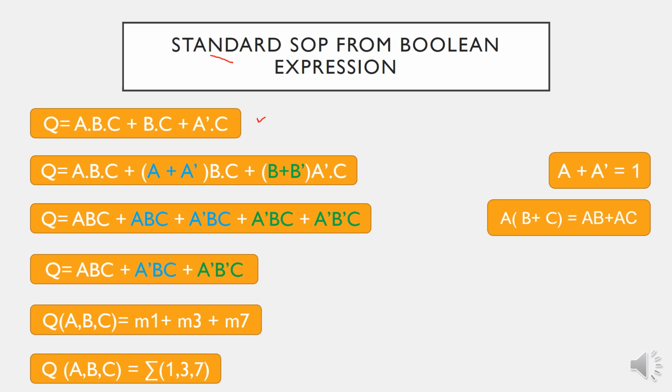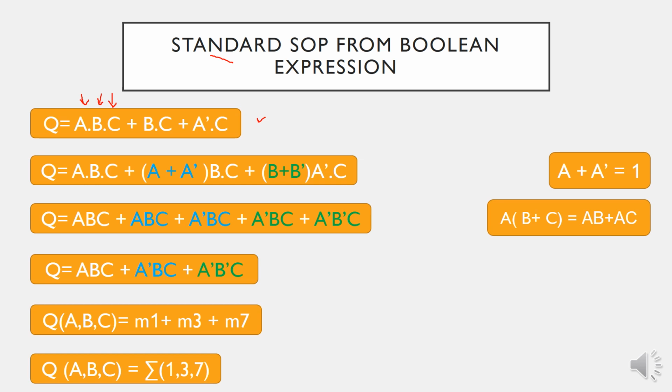The first step is to look at the equation and determine the number of inputs. Based on this equation, we know that it has three input variables, which are A, B, and C. This one is an incomplete term, so it only has B and C, but still we know that in total it has three input variables.